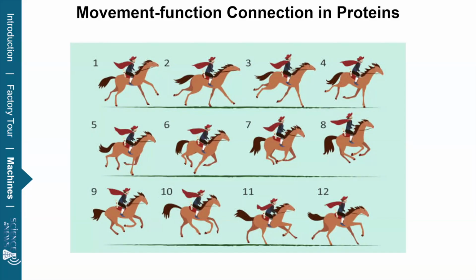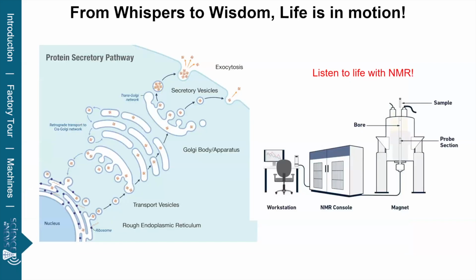It's the exact same for our enzymes. A single static picture of DNA polymerase does not tell us how it fixes our genes, but by using NMR to listen to its whispers, we can build a movie of its movements. We see the horse run, we see the enzyme dance, we see how its movement is directly related to its function. By understanding the dance, one can understand the most fundamental processes of life.